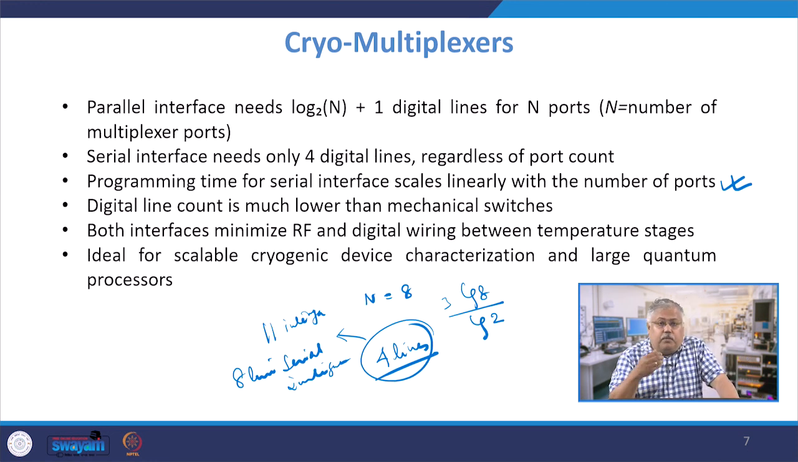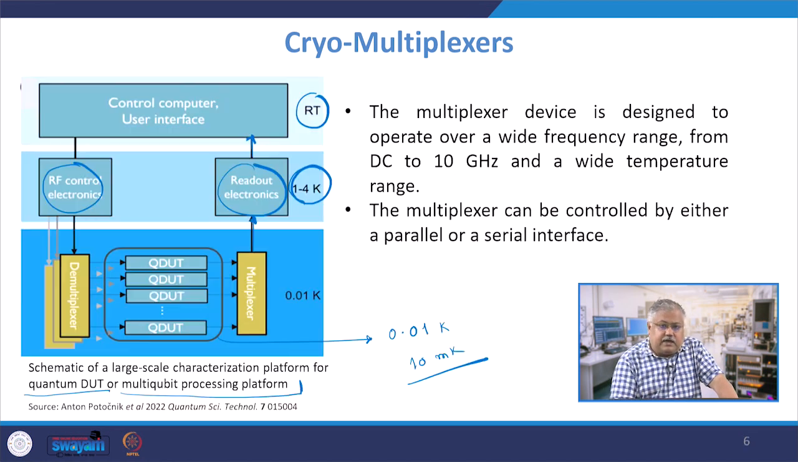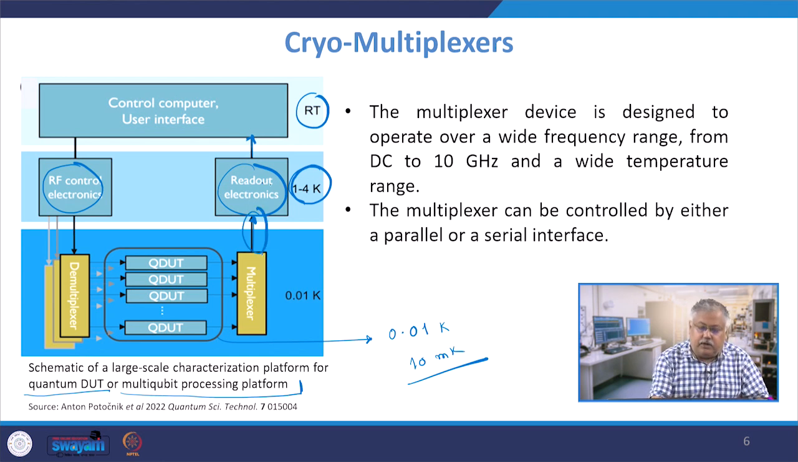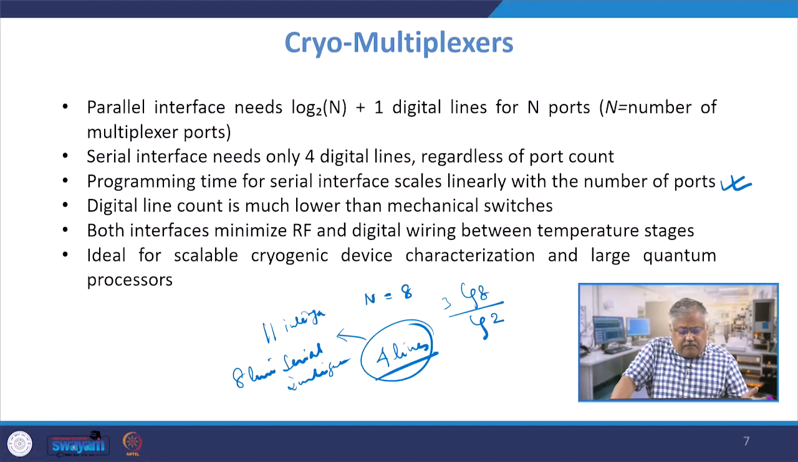Now, using muxes and a parallel combination, I am able to make my digital wiring between the two temperature ranges as minimal as possible. Let us go back to that slide and show you. Yes, this is just a single line which carries signal between mux and readout. Whenever there is a temperature interface, noise comes into the picture, and that is where you need to keep your number of active lines to a bare minimum. That is the reason you use a mux in this case. And these are ideal for large quantum processors. They are being used in large quantum processors to a larger extent.